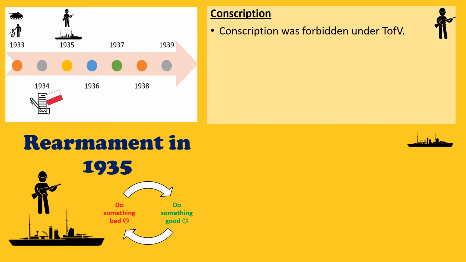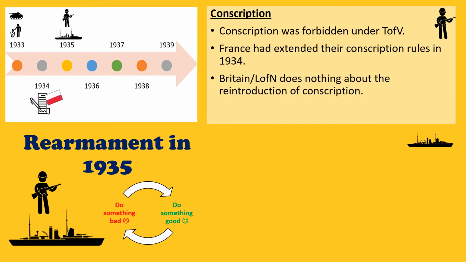Directly forbidden under the Treaty of Versailles, but was reintroduced by Hitler in 1935 in response to France, who had extended their conscription rules in 1934. They had increased the age limit that people were allowed to be conscripted in, which meant there were more men eligible for conscription. So in response to this, Hitler reintroduced conscription in 1935.